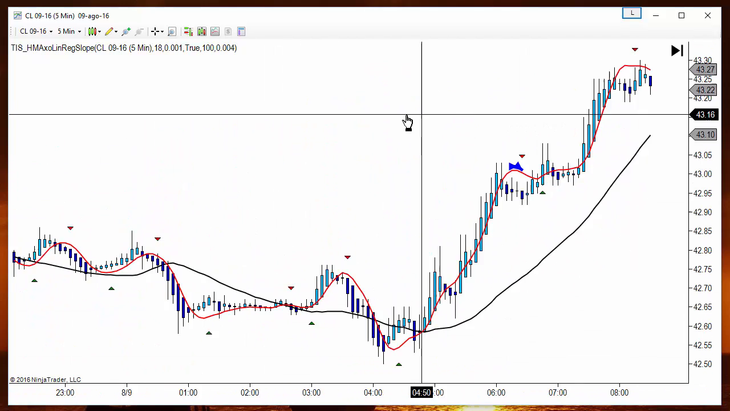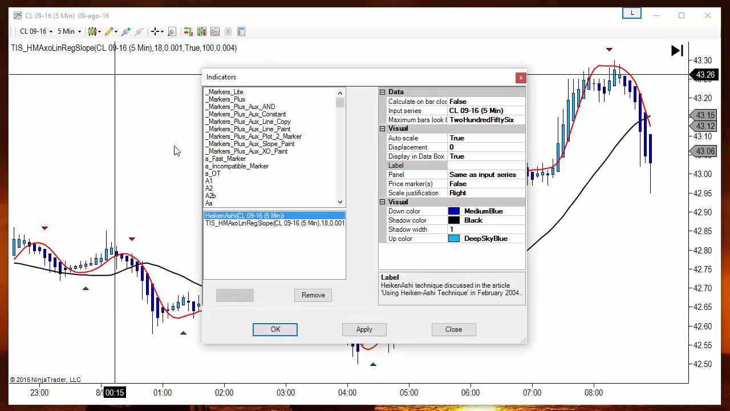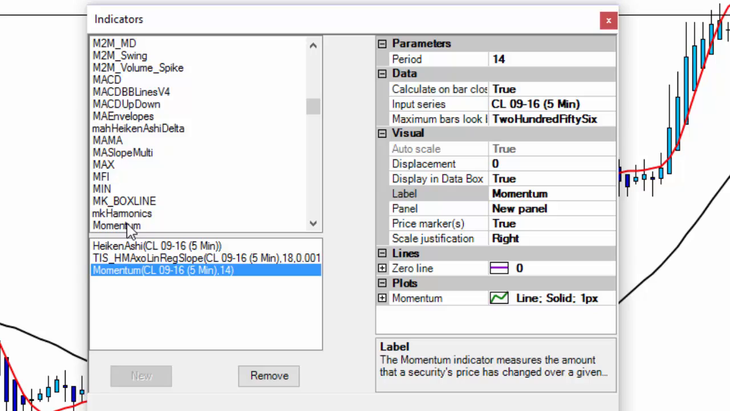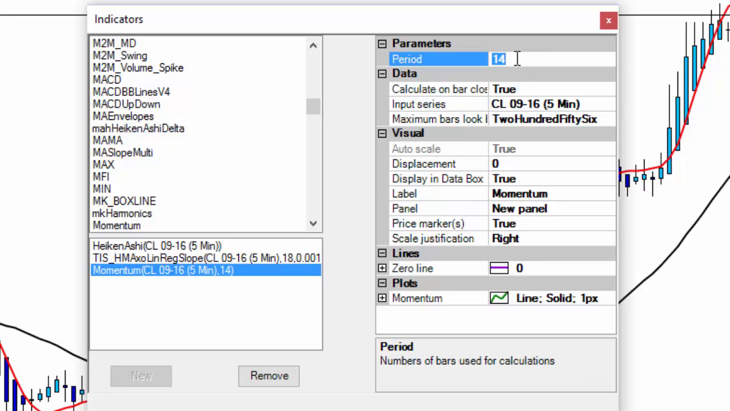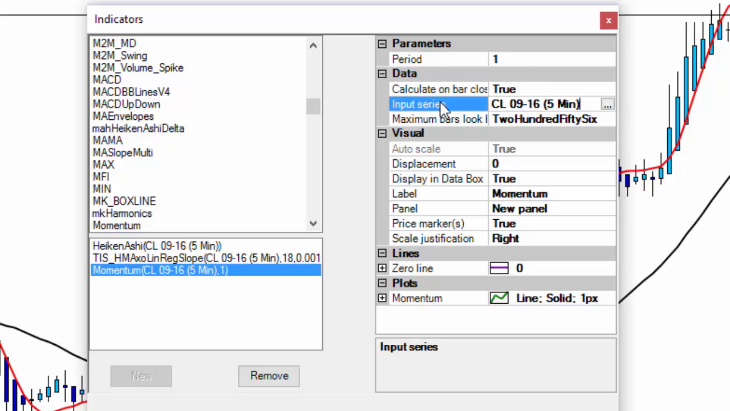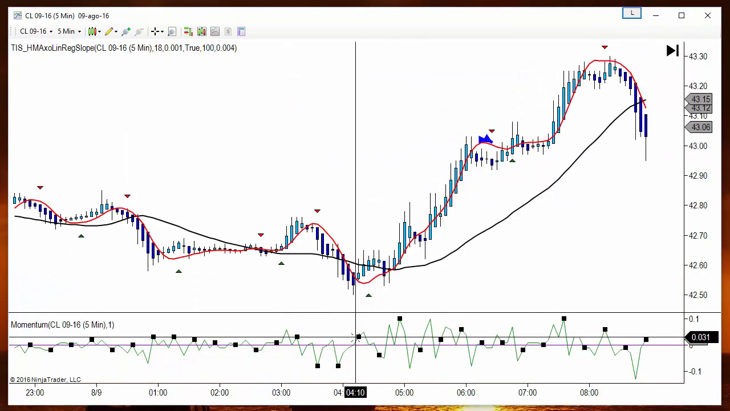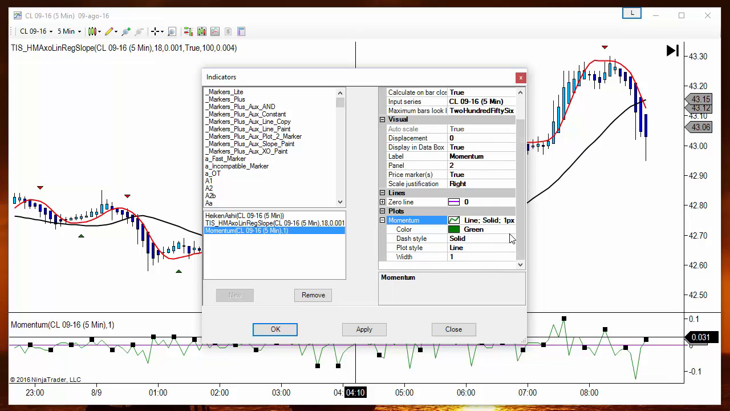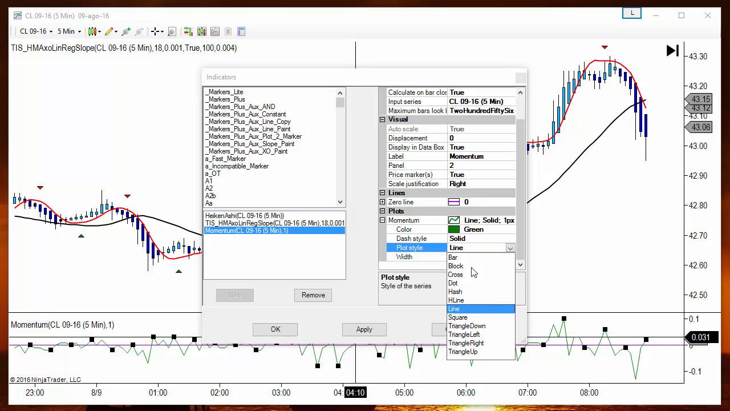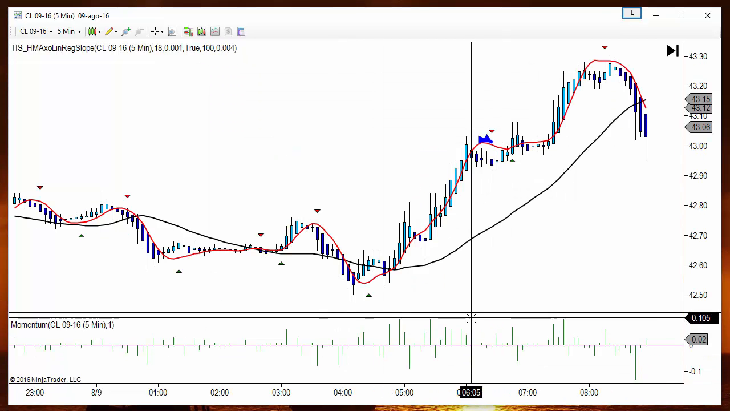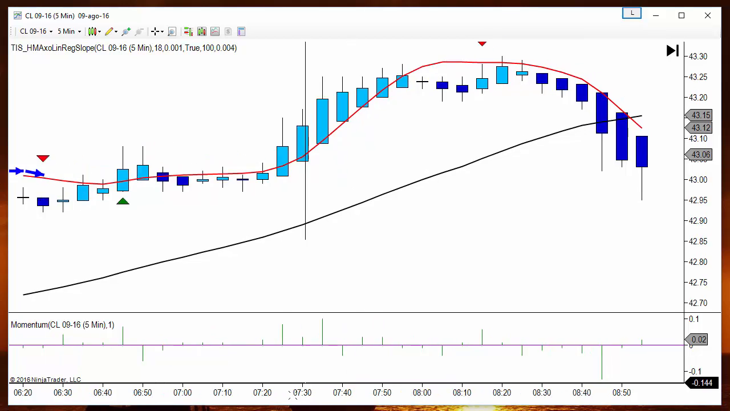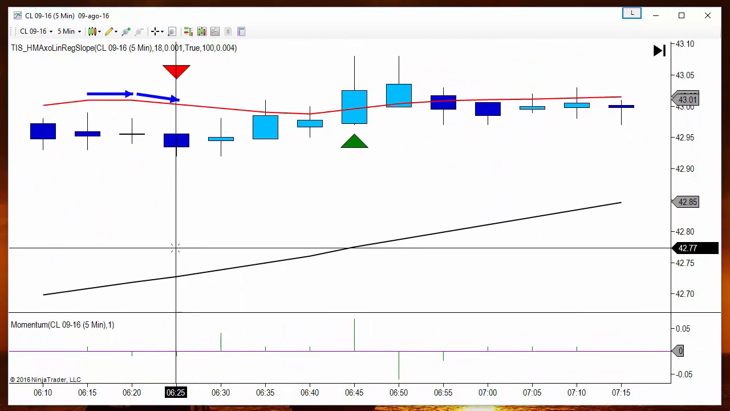To calculate the slope of any line, we can use the indicator momentum. It is included in Ninja. Momentum just calculates the difference between the current and previous certain number of bars. If we set 1 as the period, we calculate the distance between the current bar and the previous bar. In the input series we can change it, so instead of looking at the price, this is an example looking at the price. If we choose a bar type, it is easier to watch.